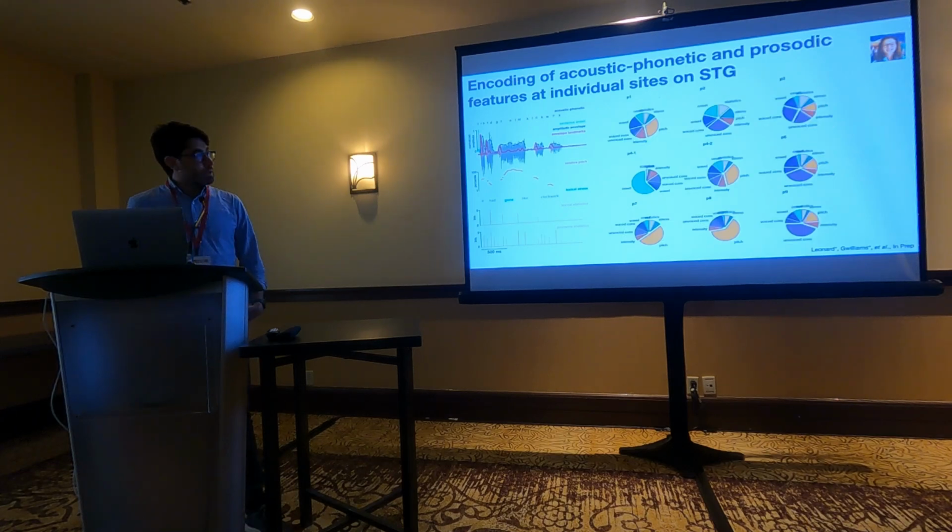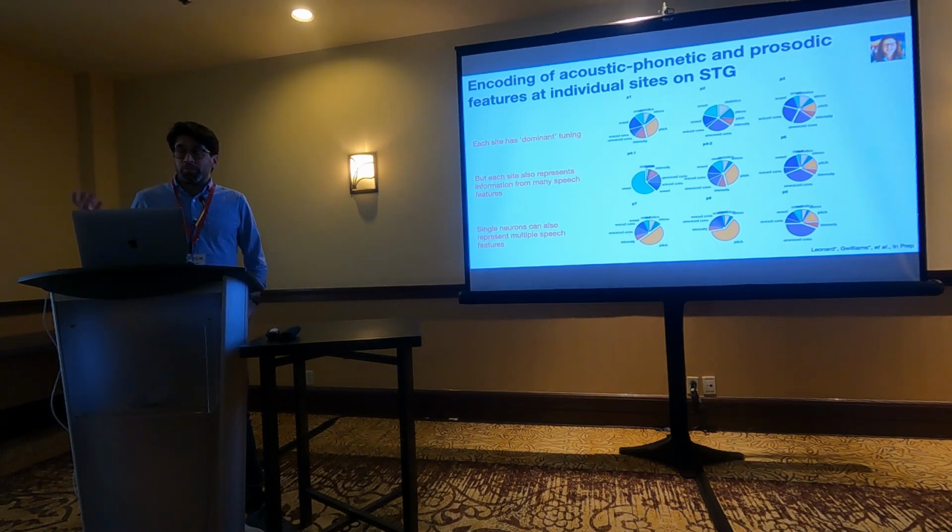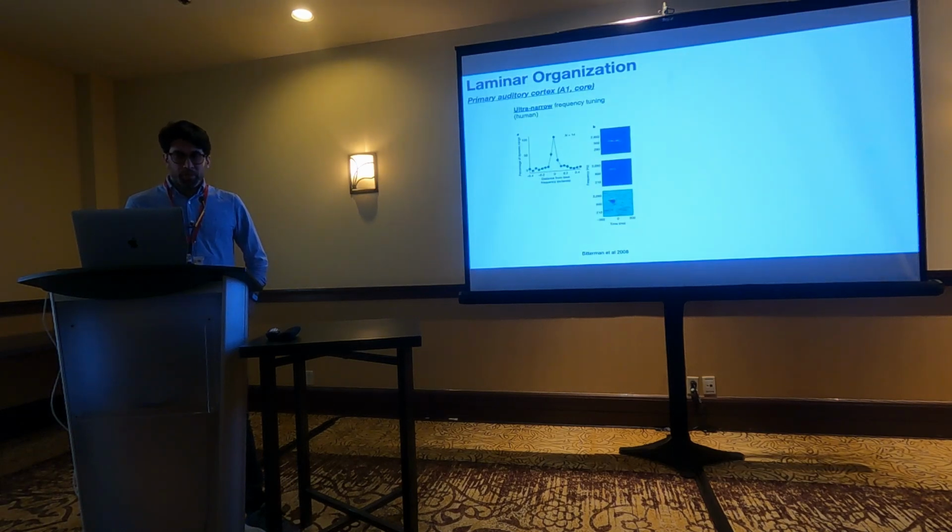Just to show you what this looks like across these different sites, this is that large pie plot for each of the sites that we recorded from. And again, what you can see is that each site has a dominant feature. These 4 here are primarily pitch. These 4 would be primarily acoustic phonetic because of the purple, and then there's one here that's primarily onset. But they are also surprisingly heterogeneous. I'll explain in a second what I mean by surprising. I also want to emphasize that this is true both at the population level and at the single neuron level.